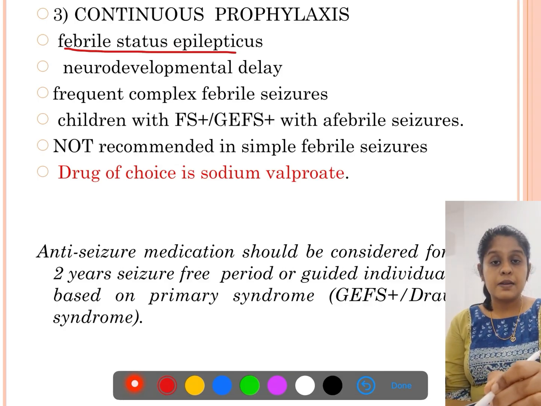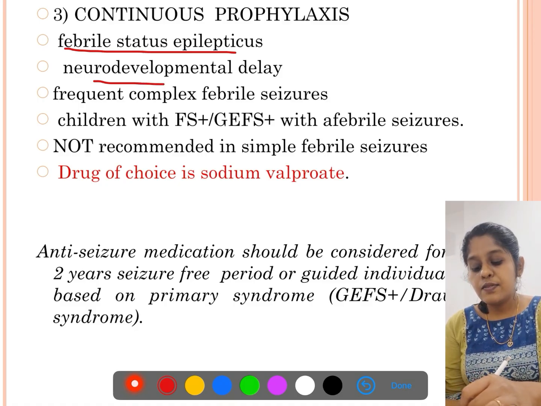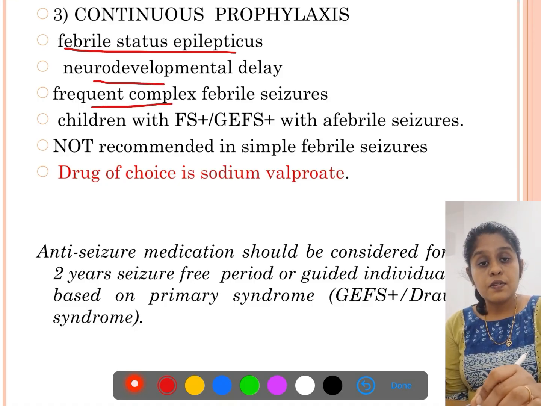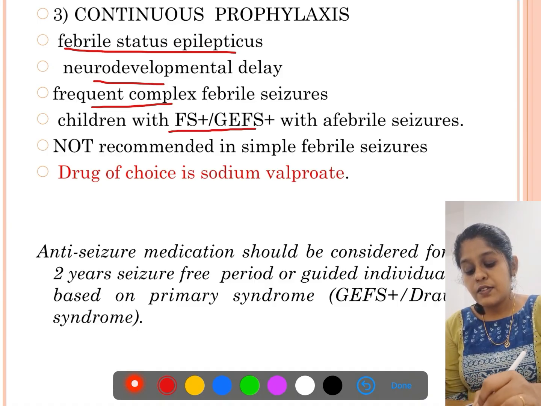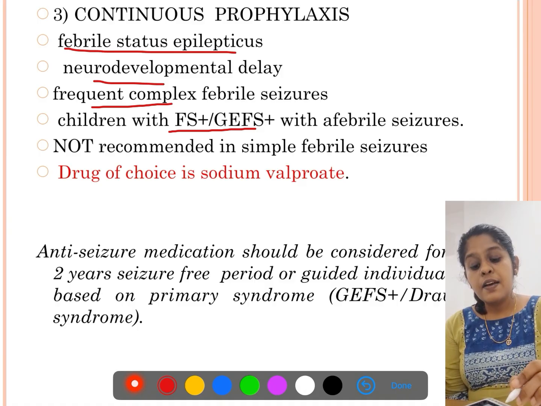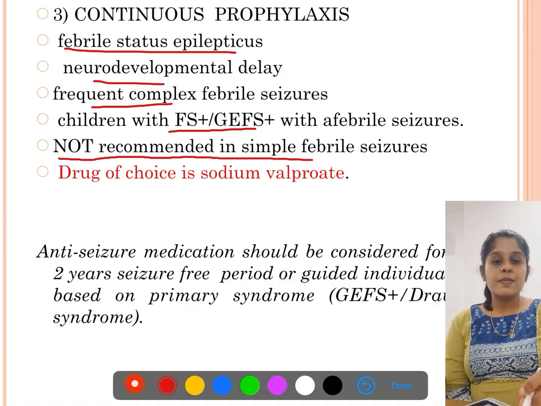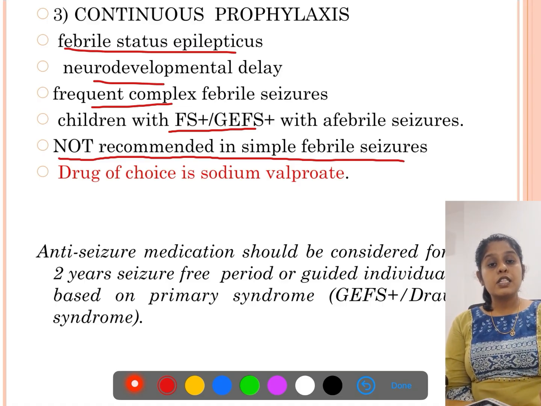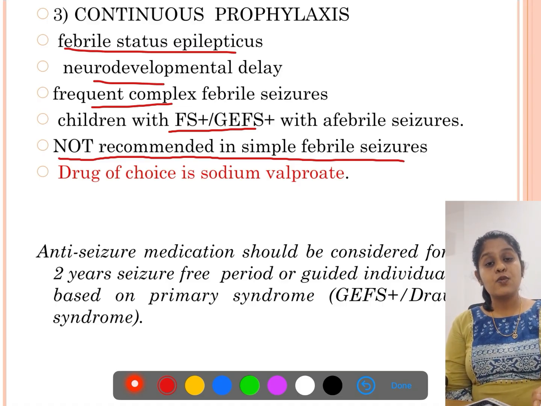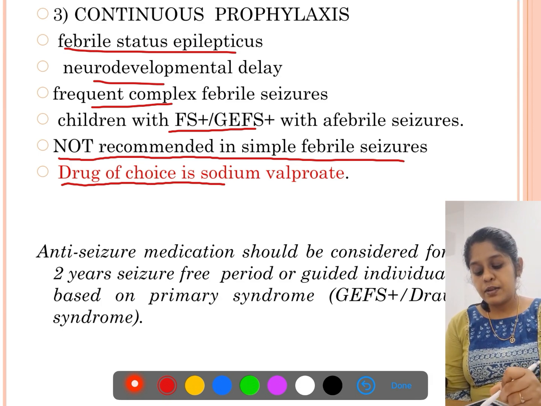Continuous prophylaxis can be given for children with febrile status as their presentation, if they have a neurodevelopmental delay, if they have frequent complex febrile seizures, and children with febrile seizure plus or generalized epilepsy with febrile seizure plus with afebrile seizures. It is not recommended in simple febrile seizure. So we don't have to put the child on continuous prophylaxis for simple febrile seizures. The drug of choice is sodium valproate.